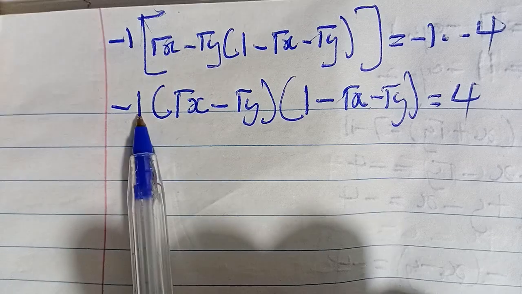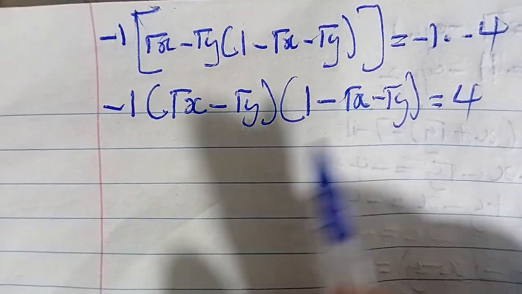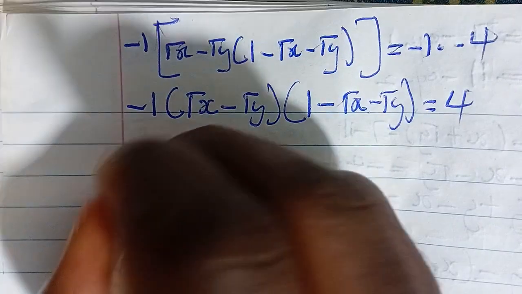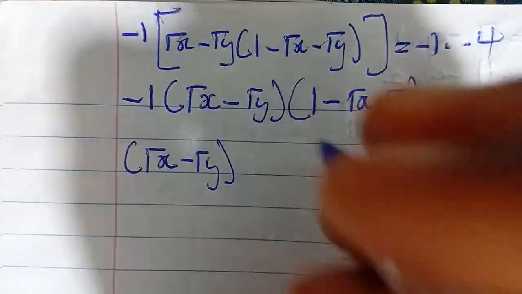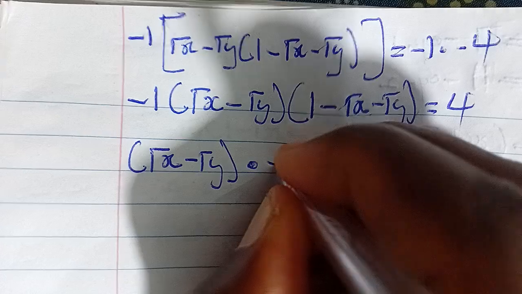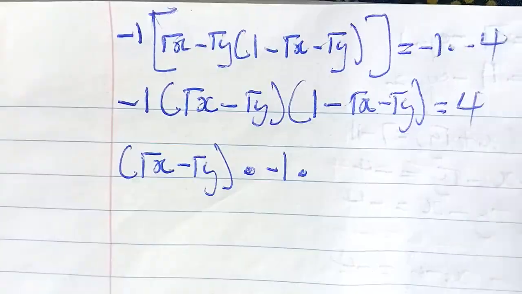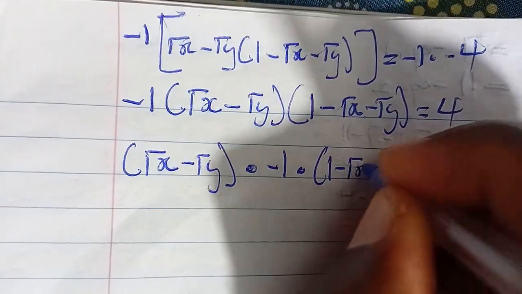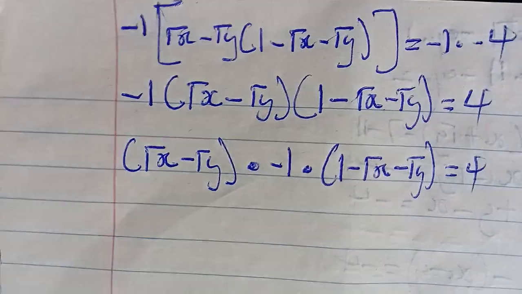So I can still rewrite this expression here in another form. I can bring the minus 1 in the middle. So I can write root x minus root y, multiplying minus 1, and then multiplying 1 minus root x minus root y is equal to 4.